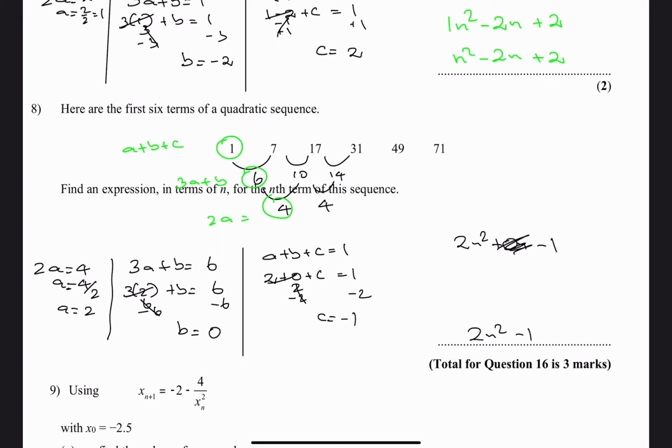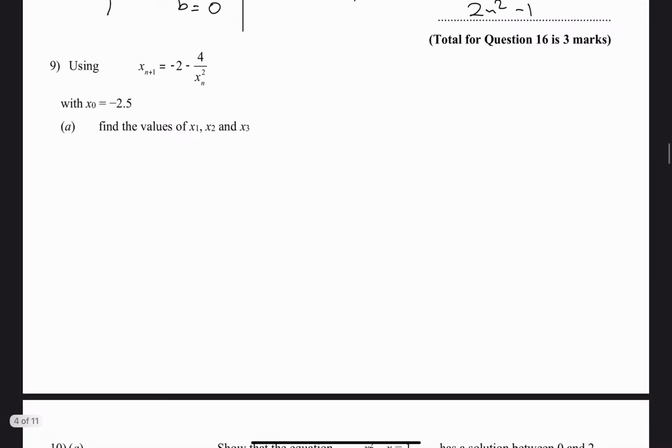Alright, moving on. The next question is iteration. x1, x2, x3. Always remember method first. What's the method? You want x1, you want x2, you want x3. What's the formula? Minus 2 minus 4 over xn squared. If I'm working out x1, what's the previous number? It's always x0 squared. So for x1 I use x0 squared. I'll just write the same thing but change the number. If I'm working out x3, then it's x2 squared.